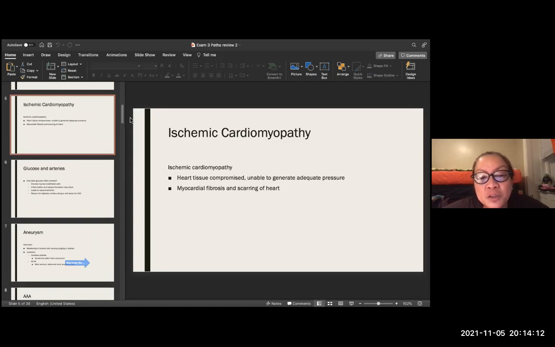So ischemic cardiomyopathy. So this is related to the heart muscle, okay? So ischemic, lack of blood supply, cardiomyopathy. The muscle, the heart muscle. So the heart tissue is compromised. Heart tissue, heart muscle, what composes the heart? It's cells, tissue, and organ, right? So heart tissue is just a little part of the organ, of the heart organ. So the heart tissue is compromised.